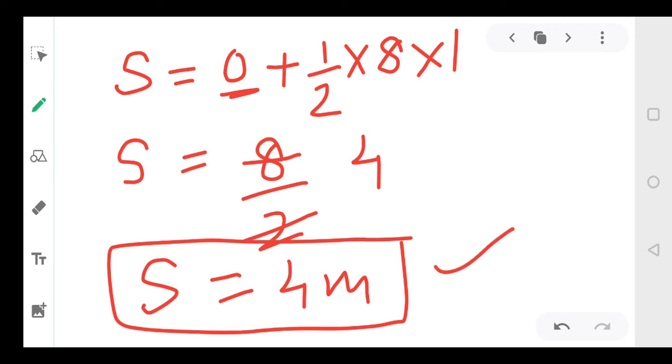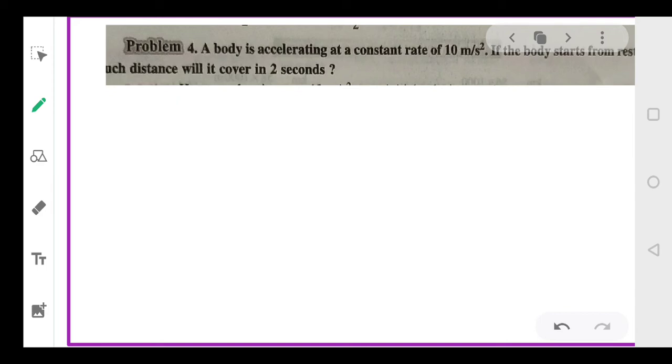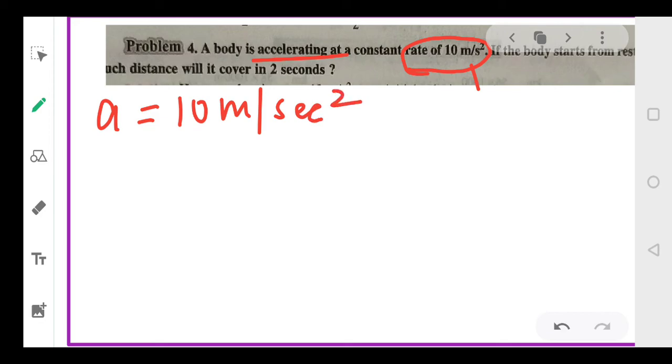Okay, let's take another numerical. A body is accelerating at a constant rate of 10 meter per second square. See this, the unit. What is the unit? Meter per second square. So what is this value? This is accelerating, means acceleration. So A is 10 meter per second square. If the body starts from rest, means your U is equal to 0. How much distance will it cover in 2 seconds? So time is 2 seconds.